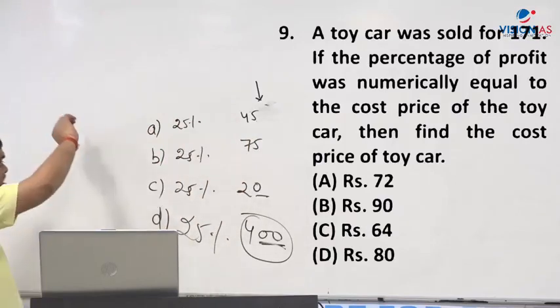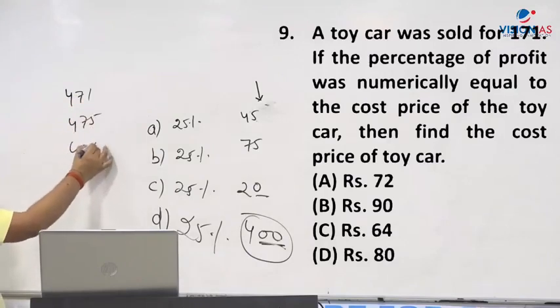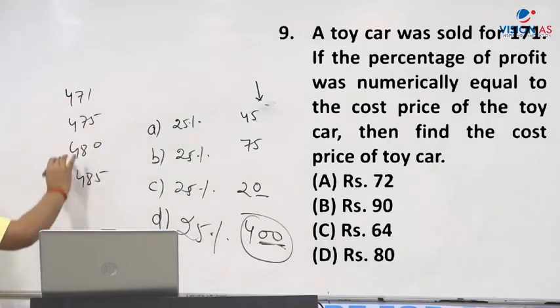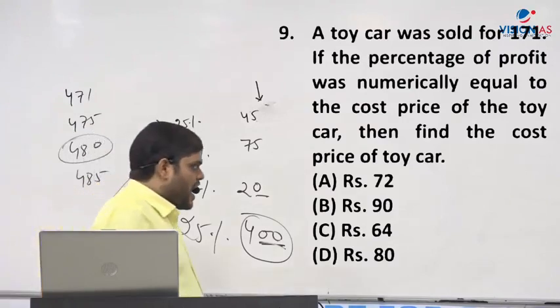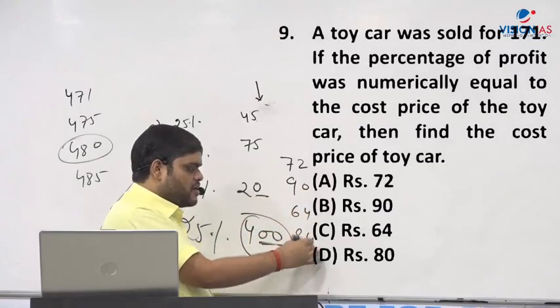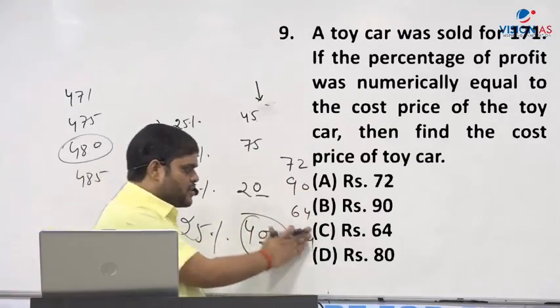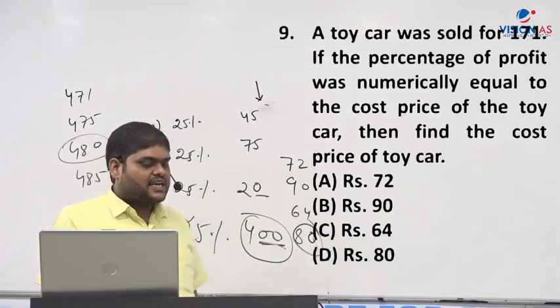If suppose options are given like this, 471, 475, 480, 485, I will start checking with 480. And then the second one will be the one in which the last digit is 5, because they are the easiest ones to solve. So in this case, I have 72, 90, 64, 84, and 80, sorry, 80. Suppose I am starting with 80.